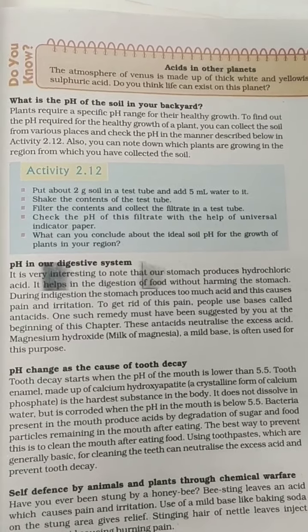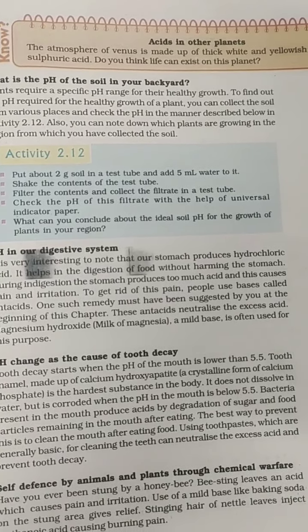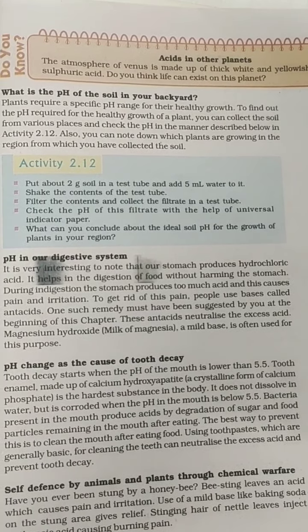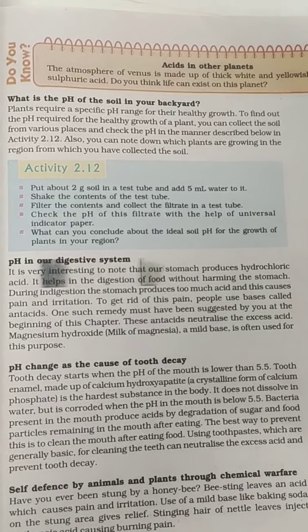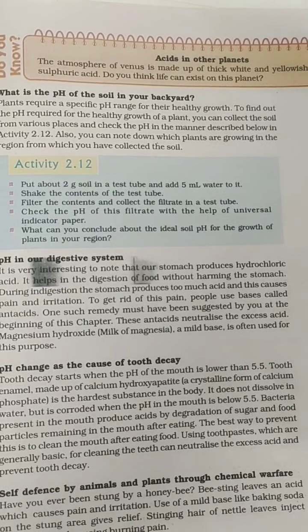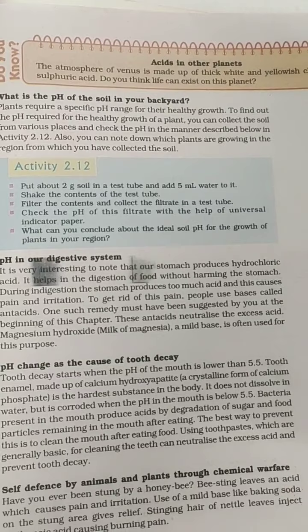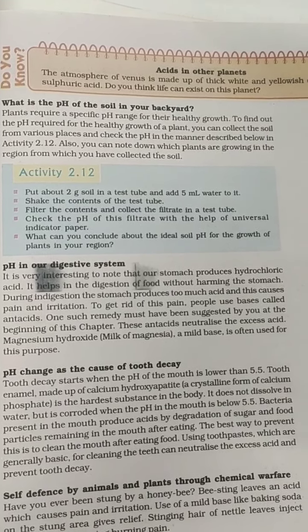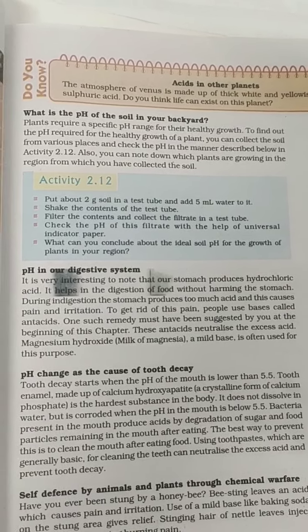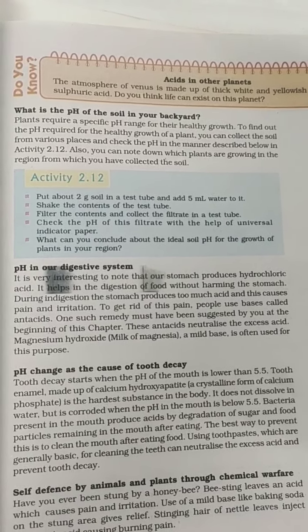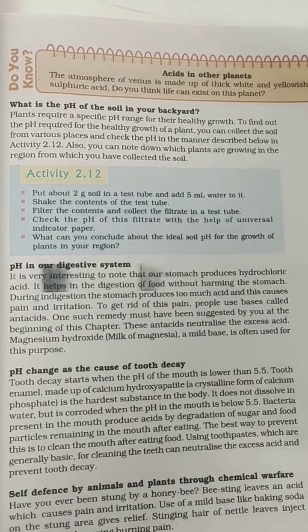So now we all know that in our stomach there are gastric juices which help to digest food and kill the bacteria, that is HCl. When the quantity of this HCl increases, when we have a lot of acidic food, a lot of things which are acidic in nature, sometimes we get a burning sensation in our stomach and indigestion, which causes pain and irritation. So to get rid of all this, we use some antacids.